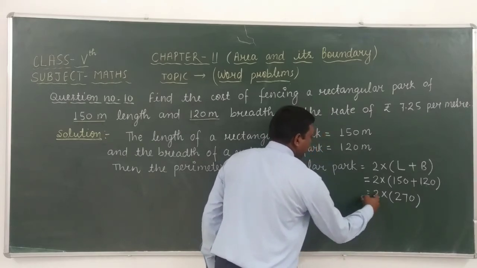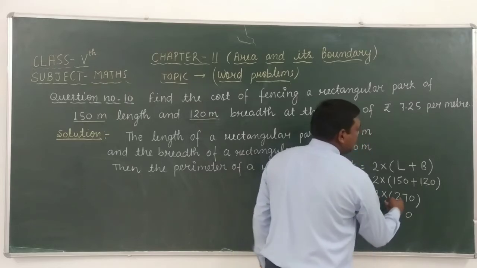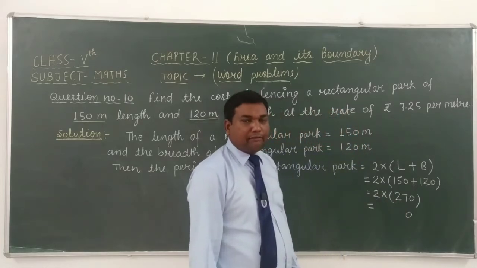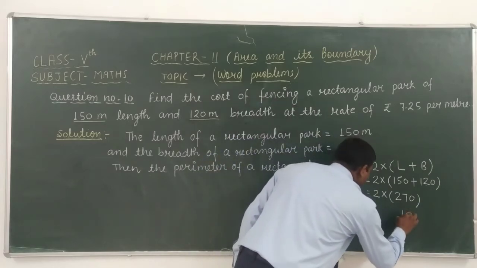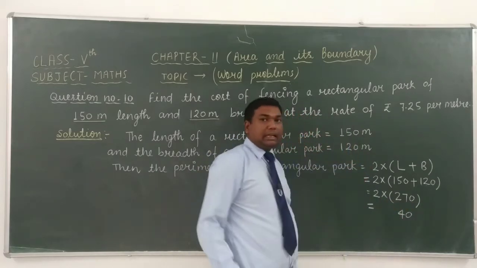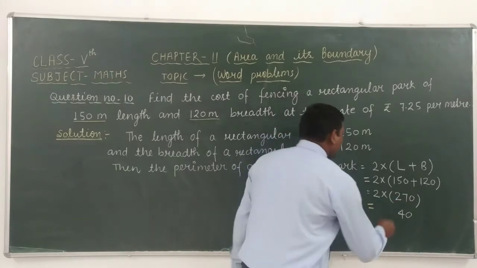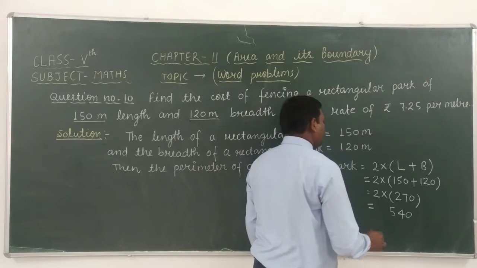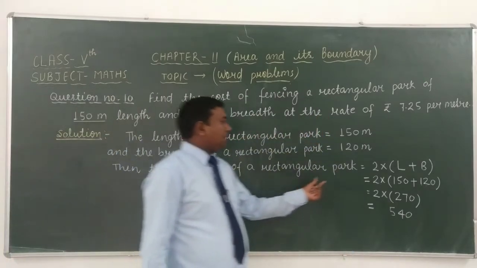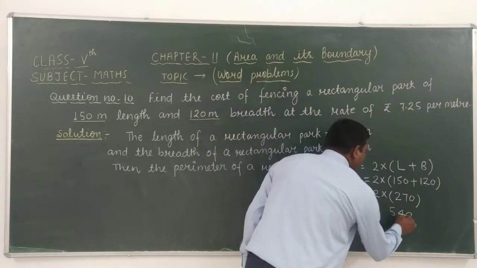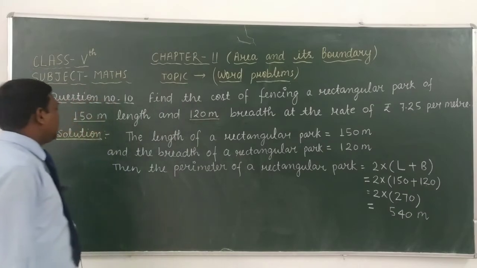After multiplying these, we get 2 zeros are 0, 2 sevens are 14, write 4 and carry 1. 2 twos are 4, 4 plus 1 is 5. Then the perimeter of a rectangular park is 540 meter.